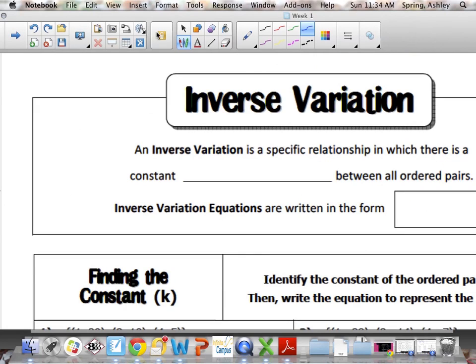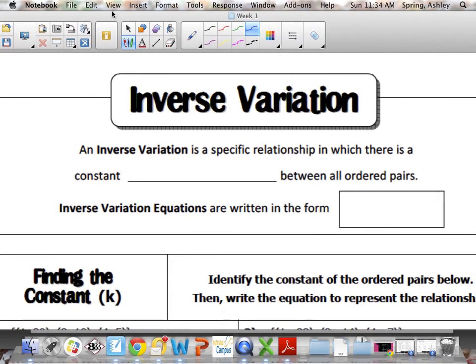Let's move on to inverse variation. So inverse variation is another kind of specific relationship, but this time there is a constant product.